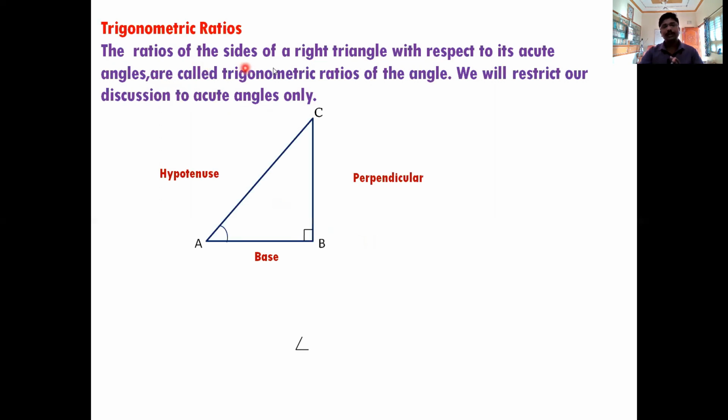The ratios of the sides of a right triangle with respect to its acute angles are called trigonometric ratios of the angle. We will restrict our discussion to acute angles only. We have to consider a right angle triangle and restrict our discussion to acute angles. Understood?